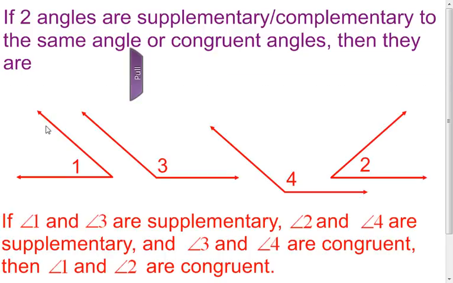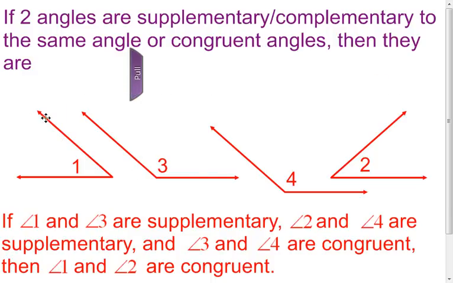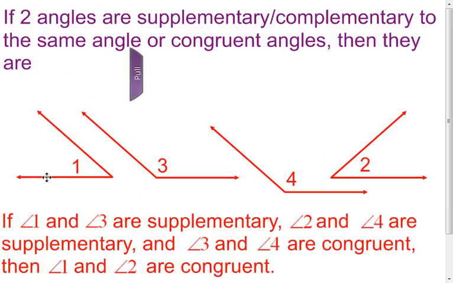I have an example here. So basically, if I go to this first one, if two angles are supplementary to the same angle. So I'm going to take angle 1 here and angle 2. And I'm going to say that those two angles are supplementary to angle 3. So angle 1 and angle 3 are supplementary. Angle 2 and angle 3 are supplementary. Well, then what do we know about angle 1 and angle 2? Well, we're going to know that those two angles are congruent. And it's going to work for all of them.